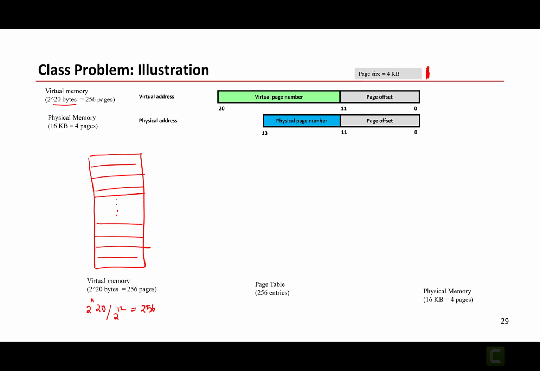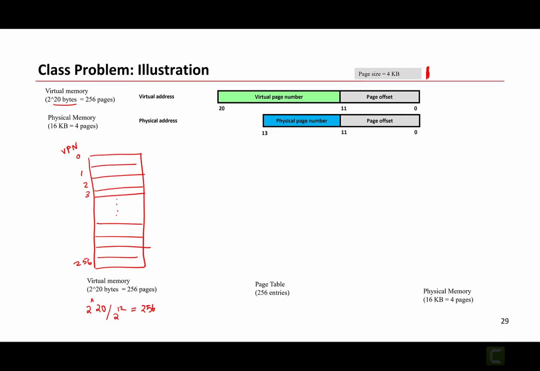virtual memory. So the address for virtual memory goes from 0 to 2 to the power 20 minus 1, and the number of pages goes from 0, 1, 2, 3, and all the way up to 256. I'm not going to consider every memory location. I'm just going to think about it in terms of the number of pages. If you recollect, we're going to call these virtual pages, so these are virtual page numbers.